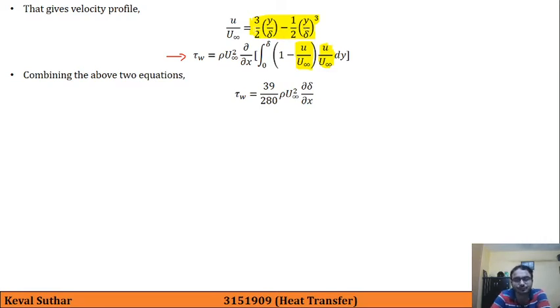Okay. So once we complete this integration part, again I am not going into detail of this mathematics. You should obtain this by yourself. That is, the final value of this wall shear stress is 39 upon 280 rho u infinity square del delta upon del x.